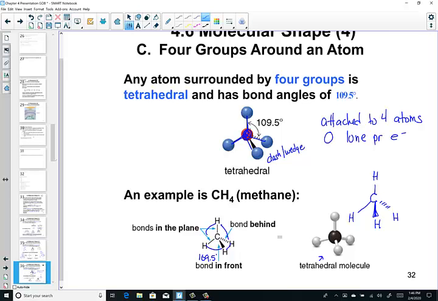So the bonds that are in the same plane, we use a solid line. If they're coming out of the page, you see that as a wedge, and if they're coming behind the page, you can't see it, it's behind the carbon, if you will, and that uses a dashed line. A tetrahedral shape has 109.5 degrees in all directions. When the central atom is attached to 4 atoms and no lone pairs, the geometry becomes a tetrahedral shape.